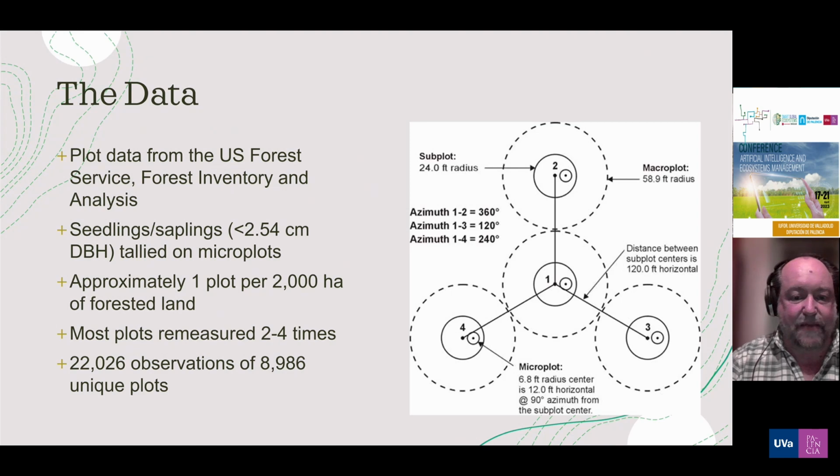So strictly speaking, we have clustered data here, or longitudinal data. We have 22,000 observations in total if we consider the observation of a plot in a year as an observation. But those observations only occur on about 9,000 unique plots. So one of the questions we're going to be asking methodologically is how important is it to deal with that clustering or longitudinal nature of the data?